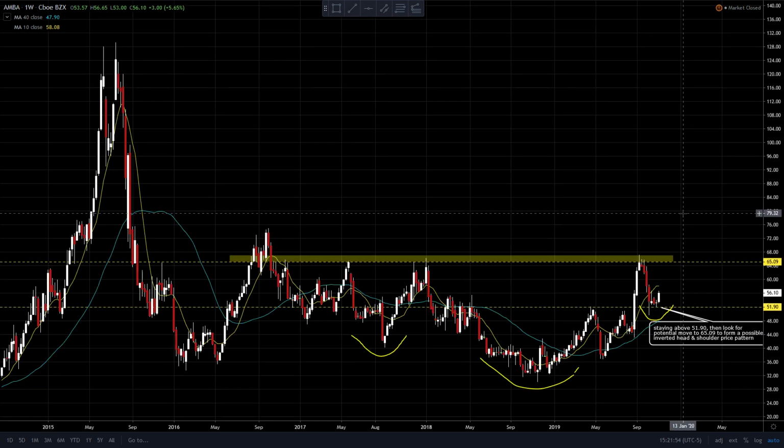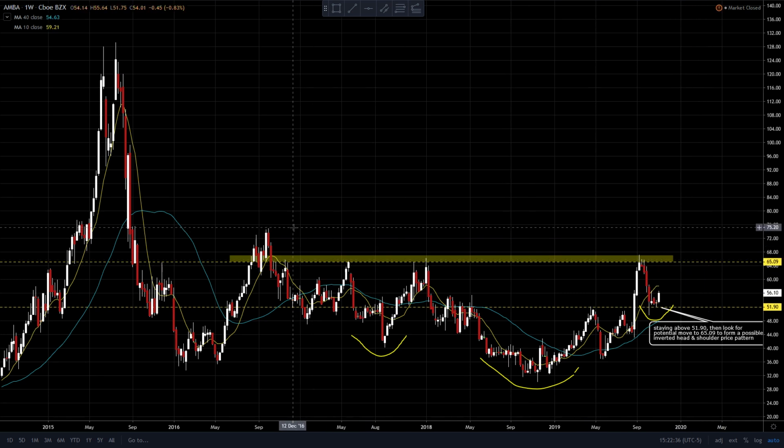And AMBA is another semiconductor company. Here you can see that I also put in a potential inverted head and shoulders type of pattern being formed. Right now it's kind of bouncing off of this 51.90. And if it can make itself up to this 65.09, then essentially it has formed this right shoulder, this inverted head and shoulders pattern. And then we could look for a potential breakout and maybe at least make it back up to this pivot high somewhere around the $75 area.